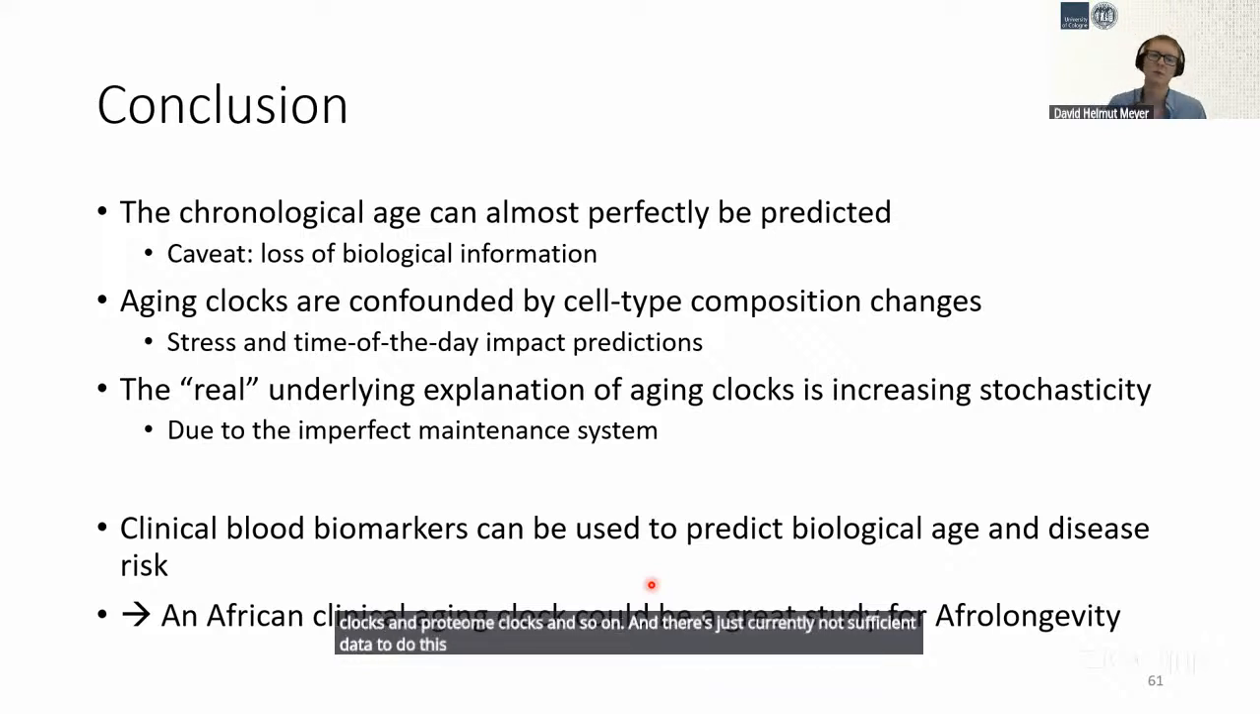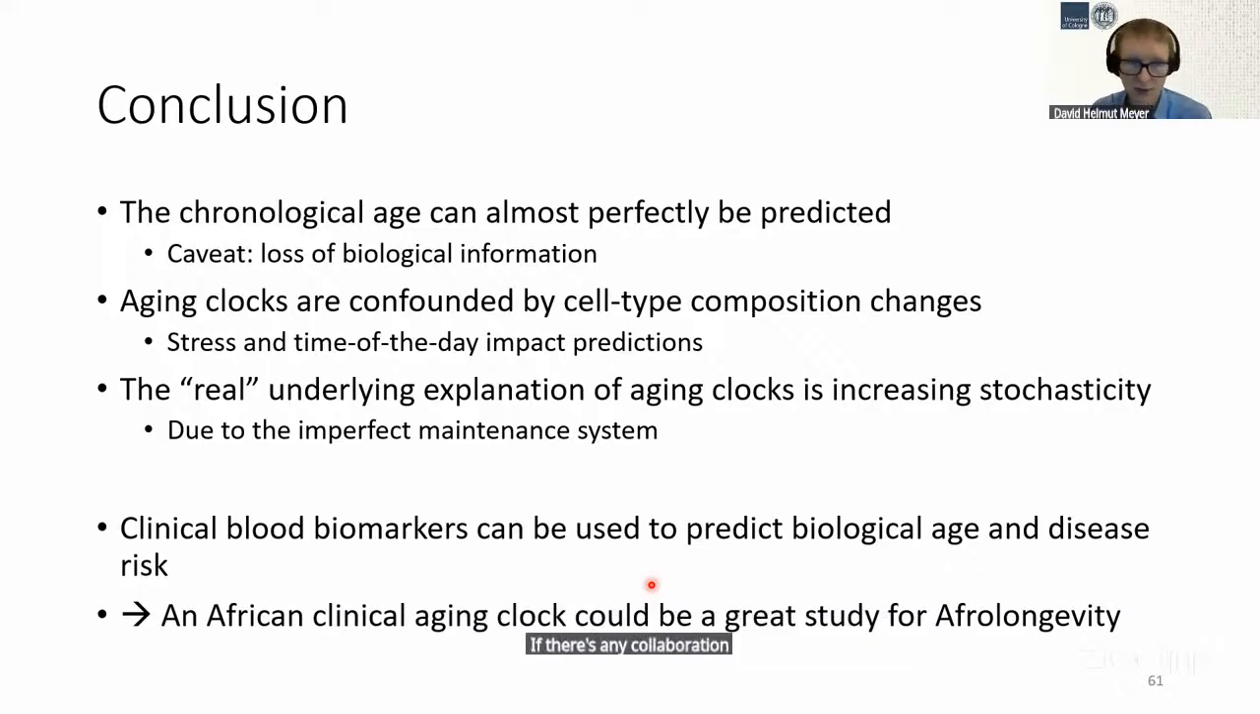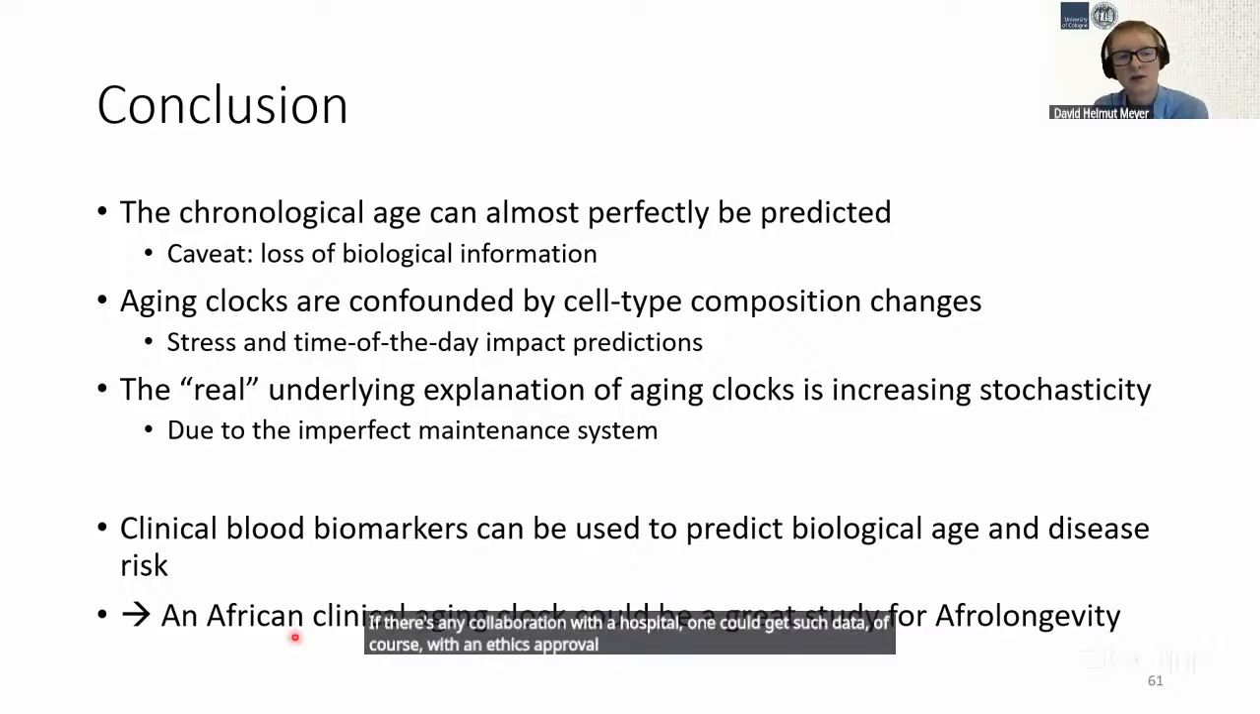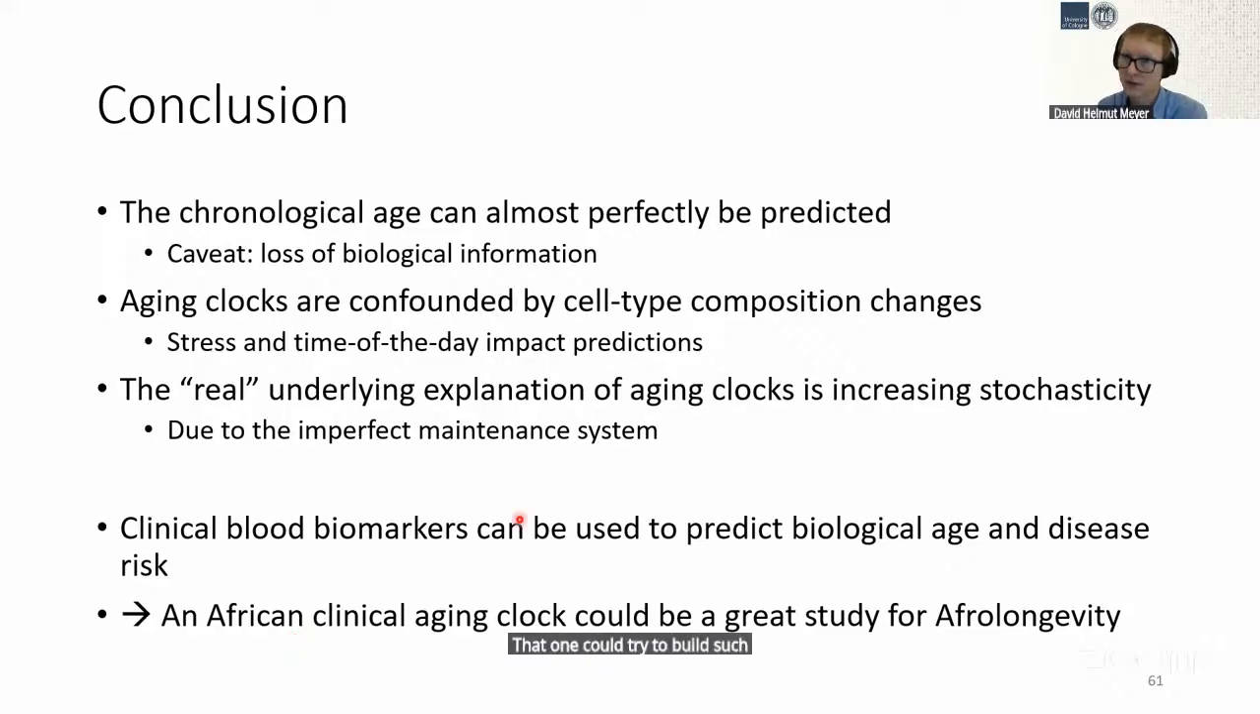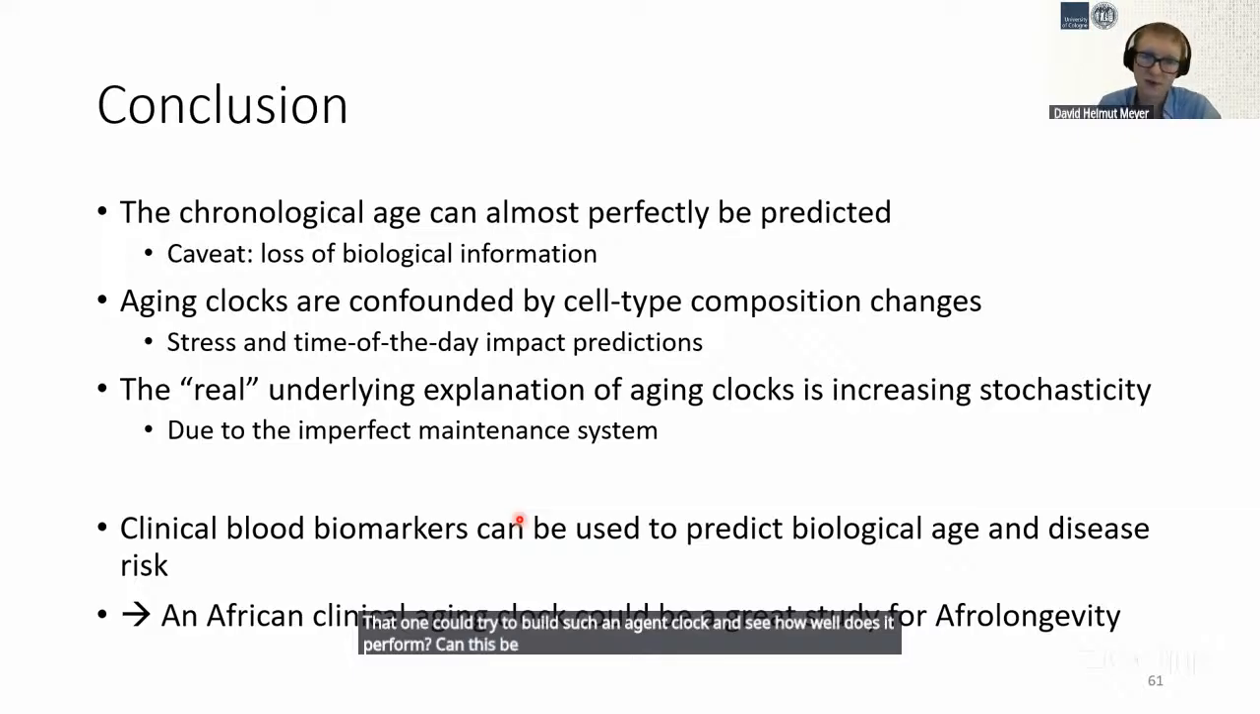And I think this would be a great study if there's any collaboration with a hospital where one could get such data, of course, with an ethics approval, that one could try to build such an aging clock and see how well does it perform, and can this be something African specific even.